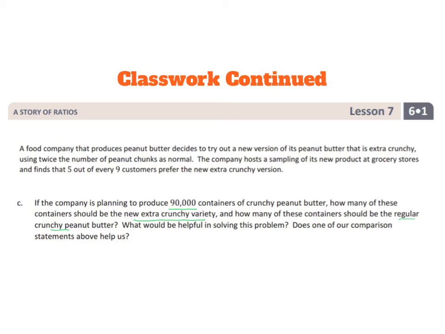Oh, above, they just mean on the past slides or on your, right now I'm looking at page 65 in your student book. So I know that the extra crunchy to total surveyed was 5 to 9. And I know that they just told me they're going to make 90,000 containers of crunchy. Okay, and we want to know how many should be the extra crunchy, right?